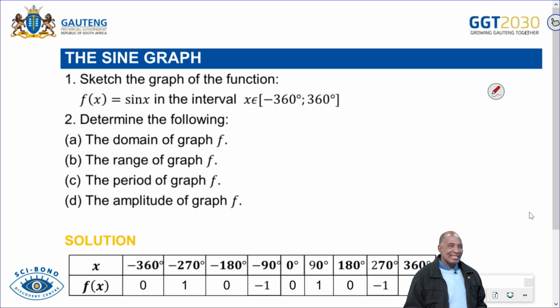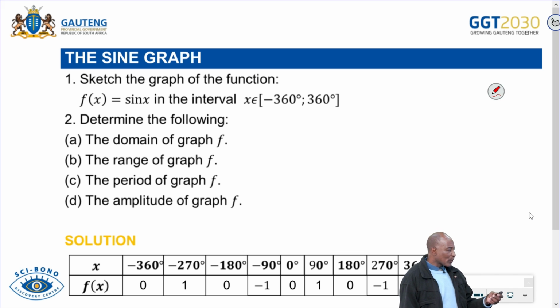That's our focus through plotting some points. Question 2: you need to determine the following: the domain of the graph f, which is y equals sine x in this case. You also need to determine the range of the graph f, then the period of graph f, as well as the amplitude of our graph.